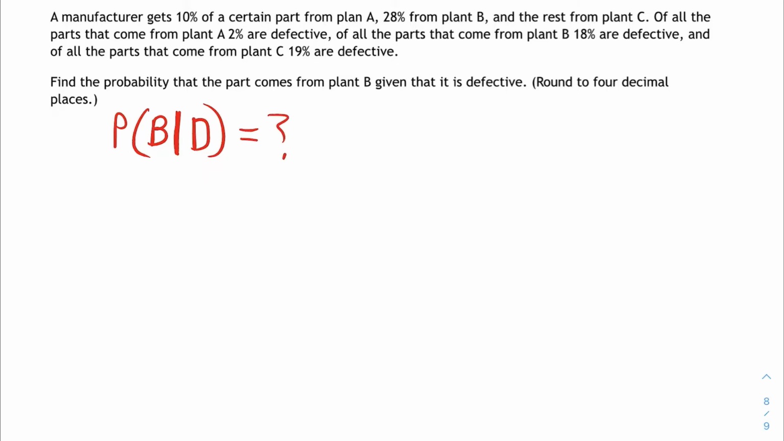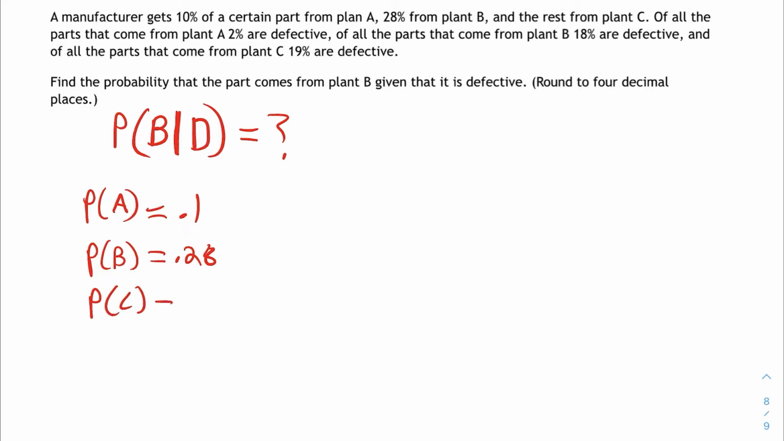They say a manufacturer gets 10% from plant A, so that means the probability of the part coming from plant A is 10%. 28% come from plant B, so the probability of coming from plant B is 28%, and the rest come from plant C. So all their parts come from either A, B, or C. Plants A and B account for 38%, so the rest would be 62%.